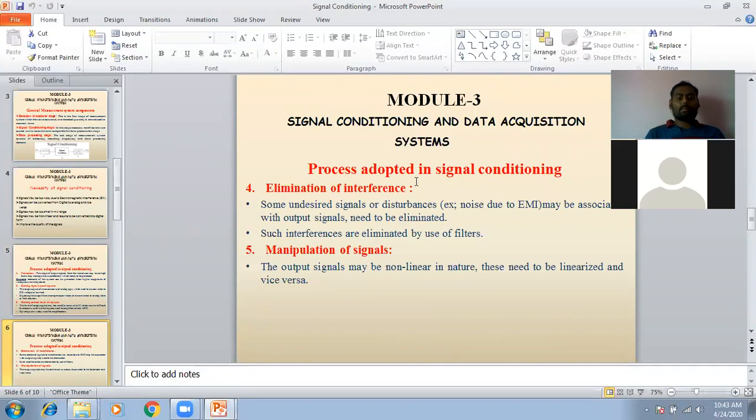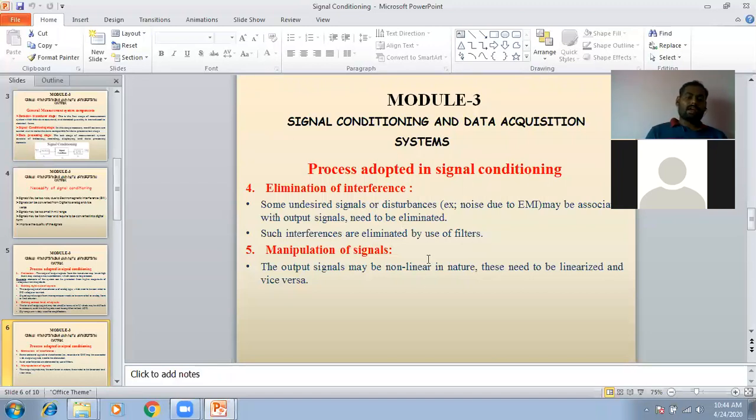While processing the signal, some noise content will be included in the signal. So that noise content should be eliminated. Otherwise, the elements in the control system may be misguided by that noise, right? So all the noise should be eliminated. The interference noises will be eliminated by the use of filters, right?